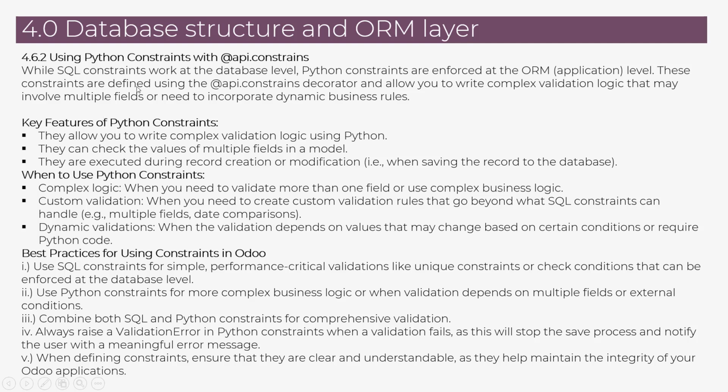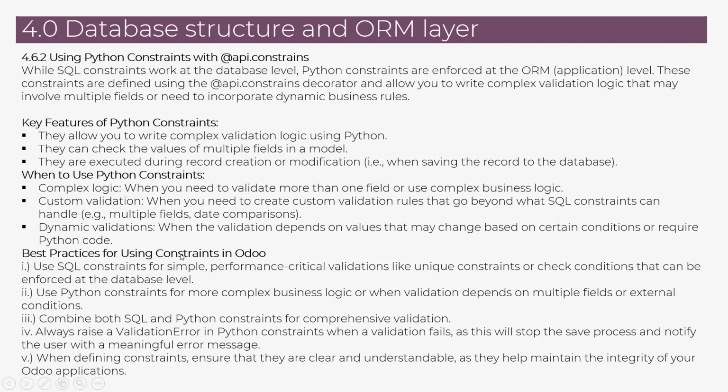You can also use Python constraints with the API. Key features of Python constraints: they allow you to write complex validation logic using Python, and they can check the value of multiple fields. When to use Python constraints: when the logic is complex, when you need to validate more than one field, or use complex business logic. Custom validation: when you need to create custom validation rules that go beyond what SQL constraints can handle, e.g. multiple fields, data comparisons. Dynamic validations: when the validation depends on values that may change based on certain conditions.